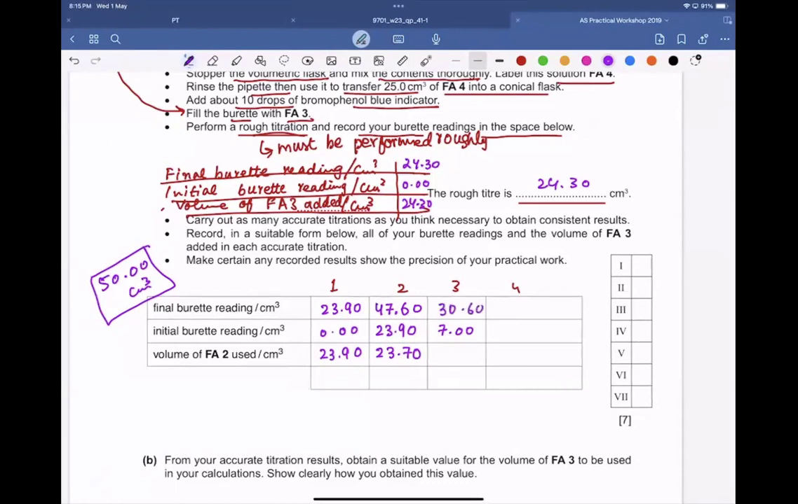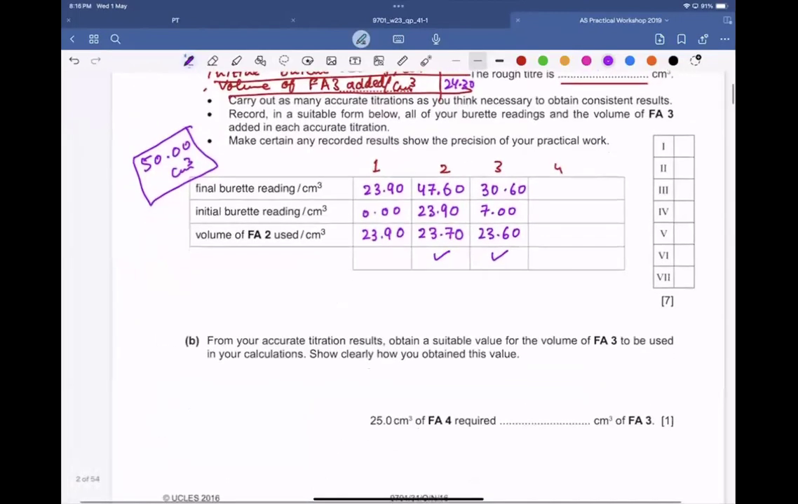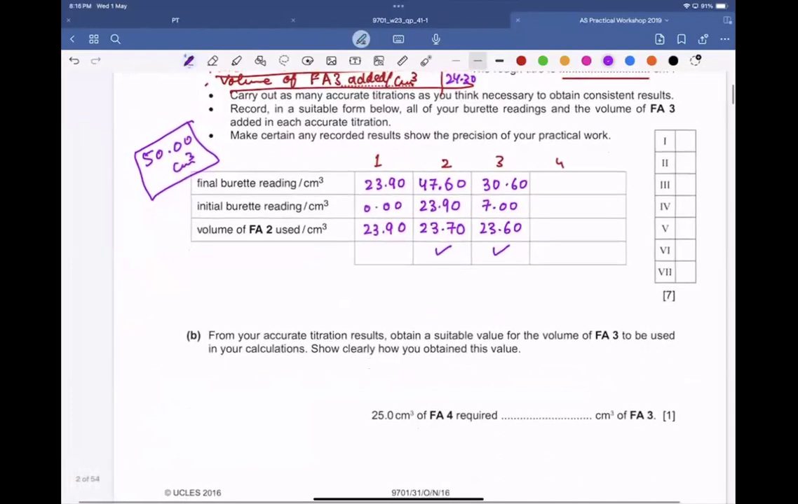I got this reading. So if you take the difference, is it 23.60? Right? So see, now I have got the 0.1 difference between second and third titration. So I'll mark these two and then take the average from these two. Is this clear?